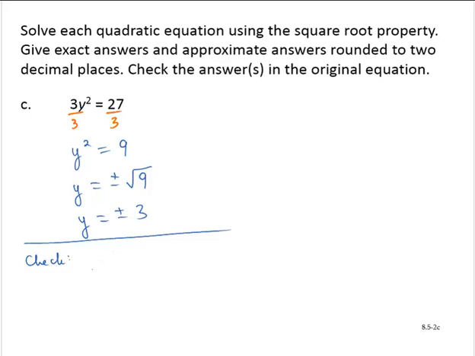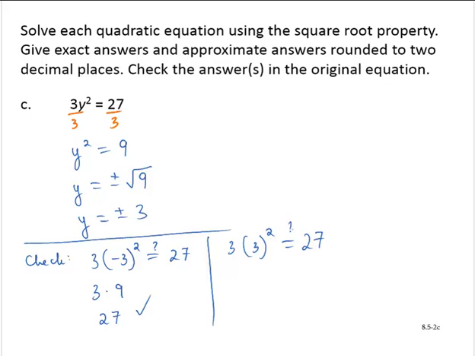Checking the negative solution first. 3 times negative 3 squared, is this equal to 27? Following the order of operations, negative 3 squared is 9, so I have 3 times 9, which is 27, and that checks out. And now the positive solution. 3 times 3 squared, is that equal to 27? 3 squared is 9, so I have 3 times 9, which is 27. And so that checks out as well.